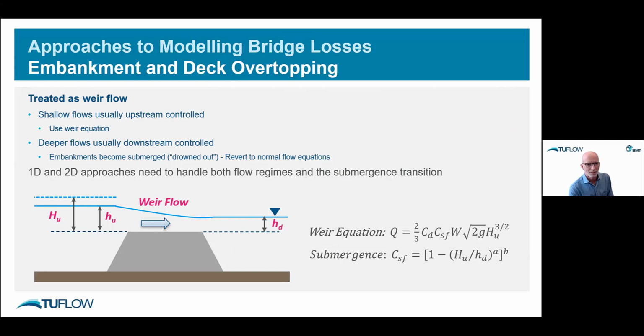Embankment and deck overtopping is typically carried out by treating the flow over the top as either upstream or downstream controlled weir flow. Typically with bridges, when the flow just starts going over the embankment or possibly over the bridge deck, it's effectively upstream controlled. Then as the water level downstream rises, it will start to drown out the weir flow, and through that transition you revert back to the normal flow equations. So that's a fairly standard application by most software to model that.